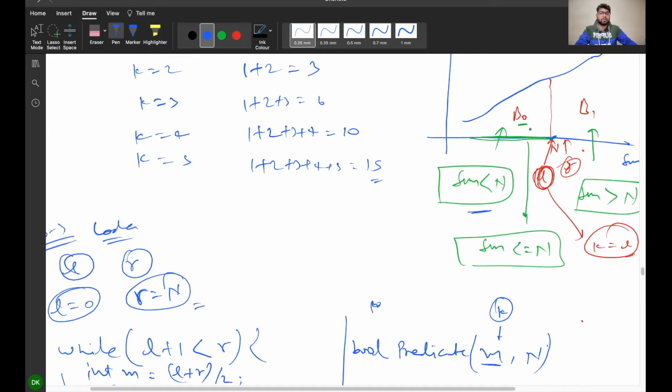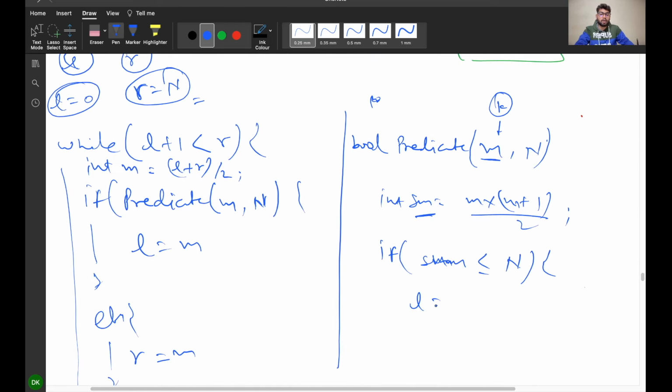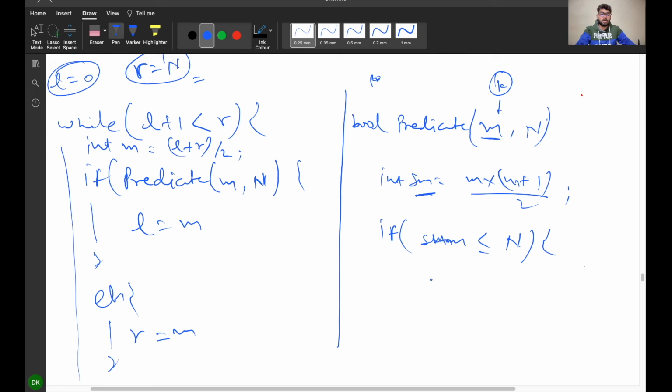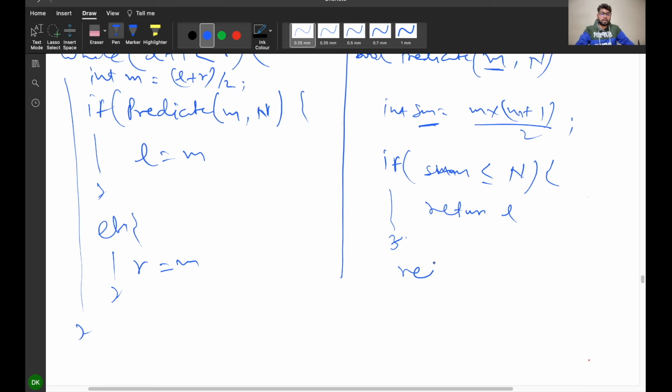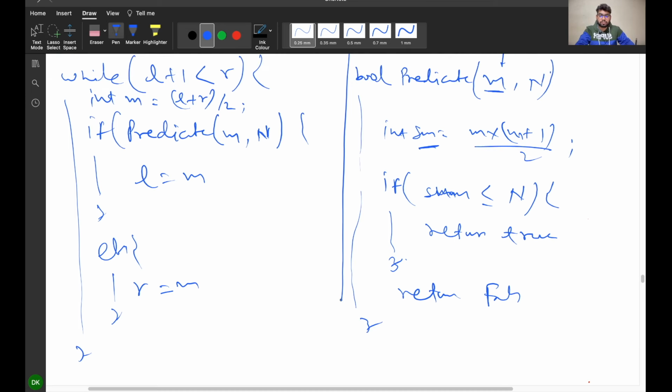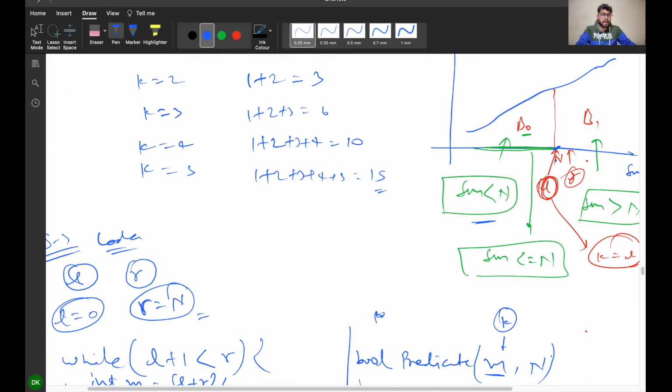If it is less than or equal to n, then this is my region, and I just have to return true for updating my L. If it is not, I return false and update R, such that my L stays at that point and my R becomes L plus 1.